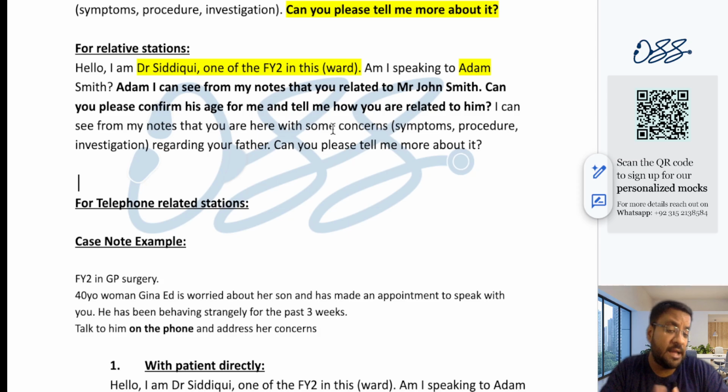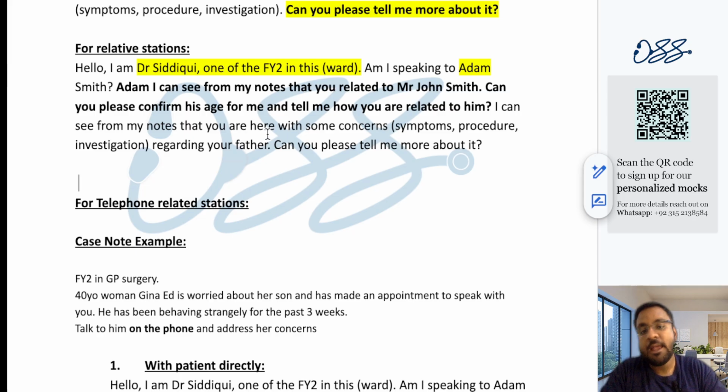Do not ask about the age, because this is a very common mistake that some IMGs end up making in the PLAB exam. For example, in the pediatric station, when you are talking to the mother, you have to ask about the age of the child. Do not end up asking, "Can you please confirm your age for me?" And the mother would be like, why the hell do you want to know my age? Then there would be an awkward silence, and you'll be taken aback and start doing damage control: "Oh, I'm so sorry, I didn't mean to say that." Don't end up doing this. The relative's age is not important.